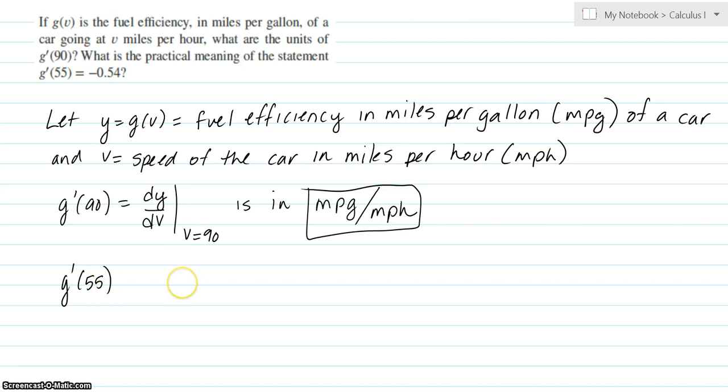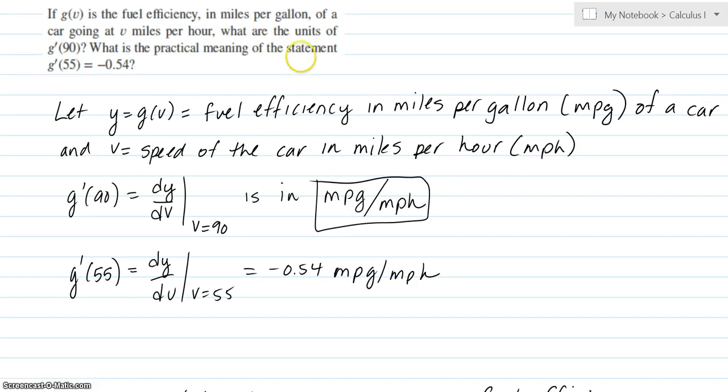Okay, now let's look at G prime of 55. We never used that 90 miles per hour, did we? This one we will. That's going to be the same thing, but now V is equal to 55 miles per hour. And they give us a value for this. And again, it's the same units: miles per gallon per miles per hour.